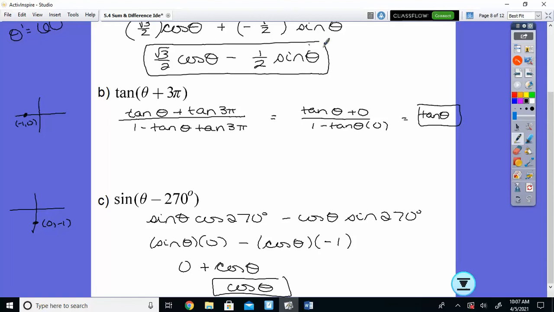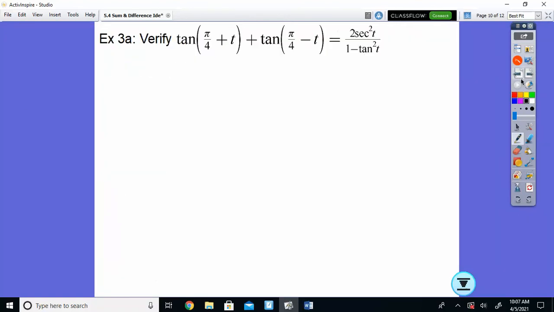One last type of example, just a proof. So let's do a proof. We've done a lot of these this chapter. Which side would you box in? Right.